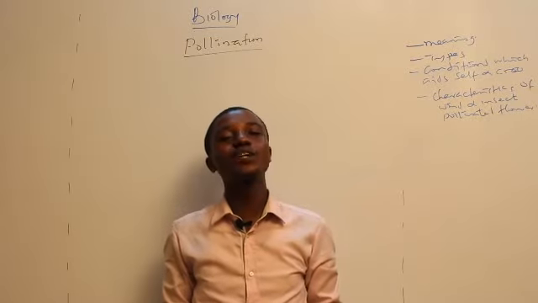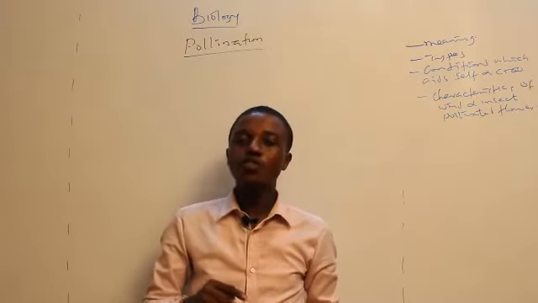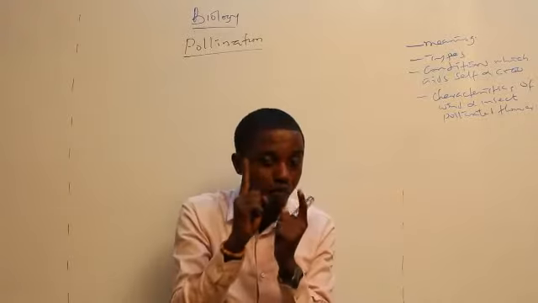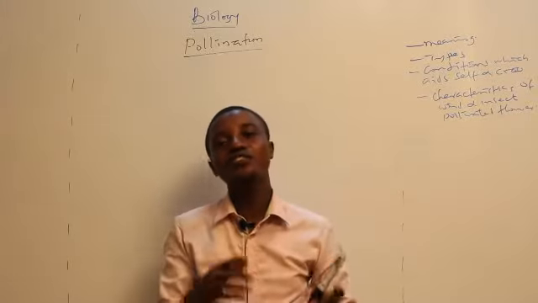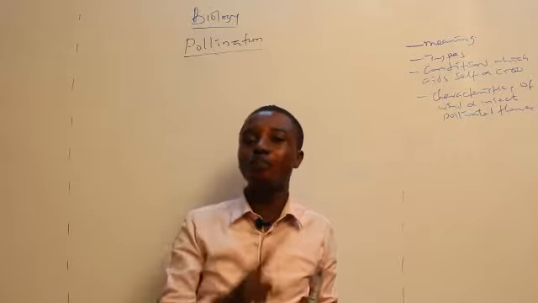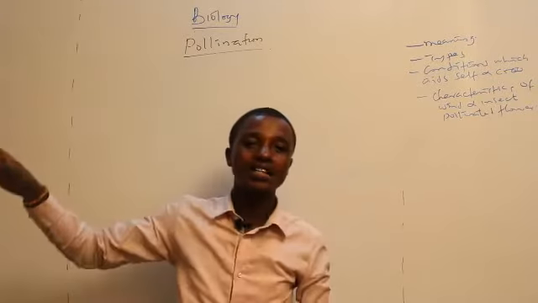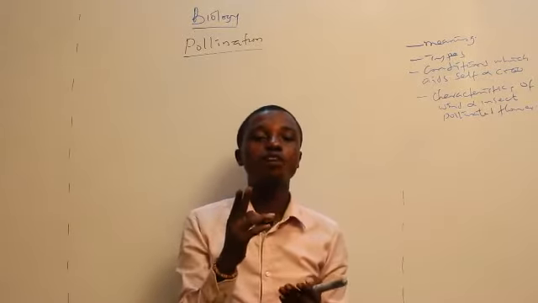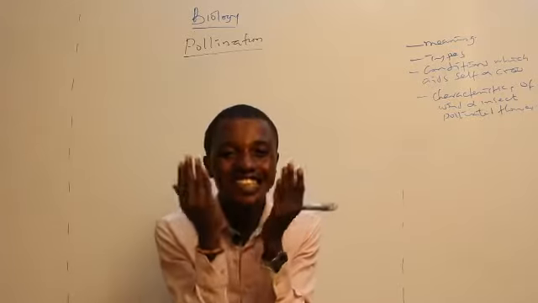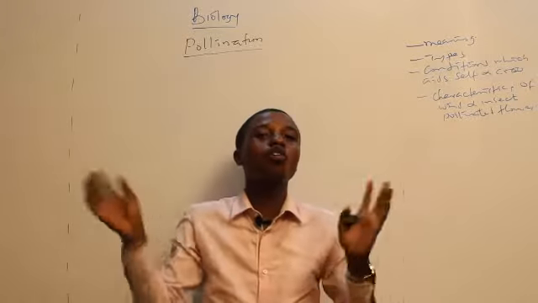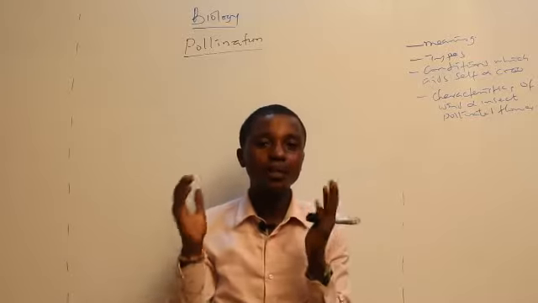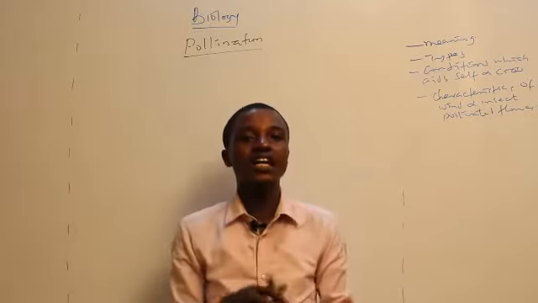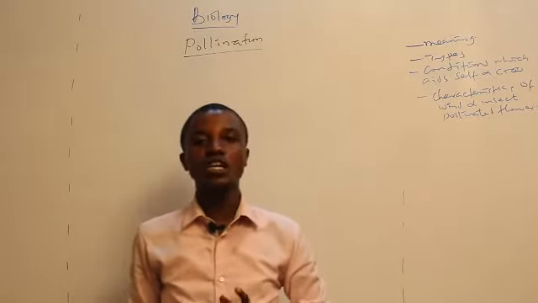It could be the transfer of pollen grain from the anther to the stigma of just one plant, or the transfer of pollen grains from the anther of one plant to the stigma of another plant. However, when two plants are involved, they must be closely related. You don't just pick plants that are not closely related. No, you pick plants that are what? Closely related.